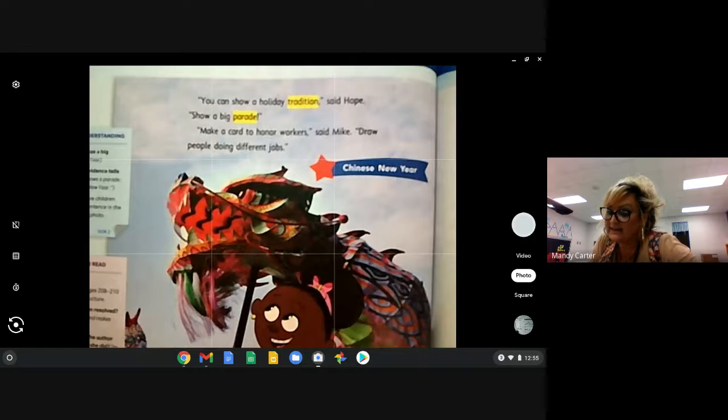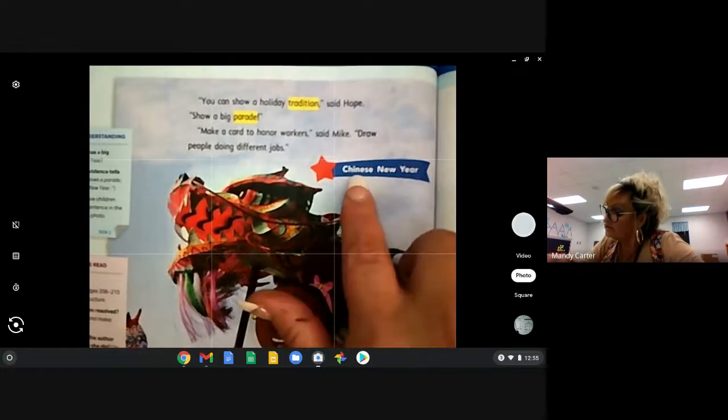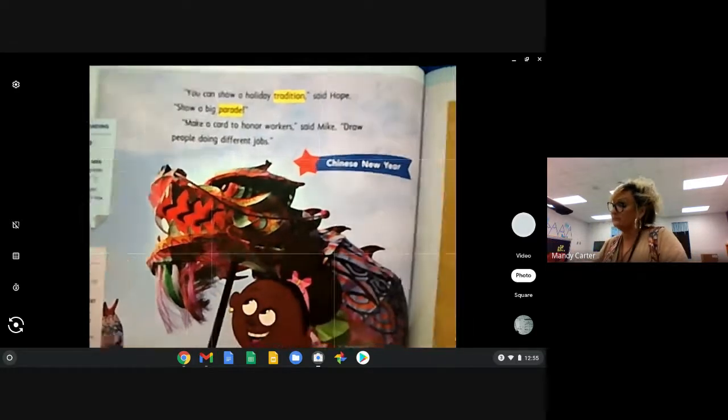Which holiday did it say has a big parade? Do you remember? We can use text evidence to go back in the story and find where it shows which holiday. This photo shows a parade, and the label says Chinese New Year.